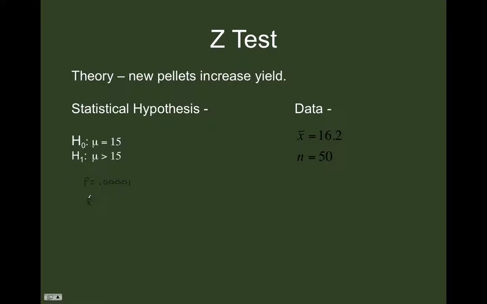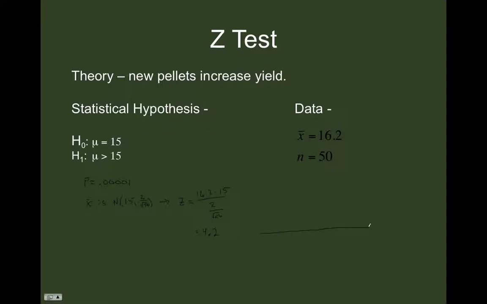Okay, and I was using x bar. That was using x bar's normal distribution. But we also did the z transformation, and we'll just rewrite this. 16.2 minus 15 divided by 2 over the square root of 50, and that calculation yielded about 4.2 adjusted standard deviations.